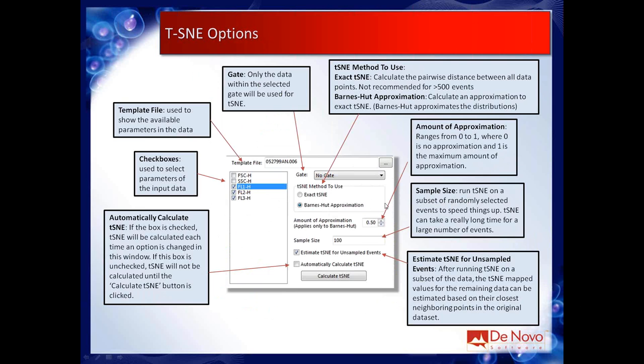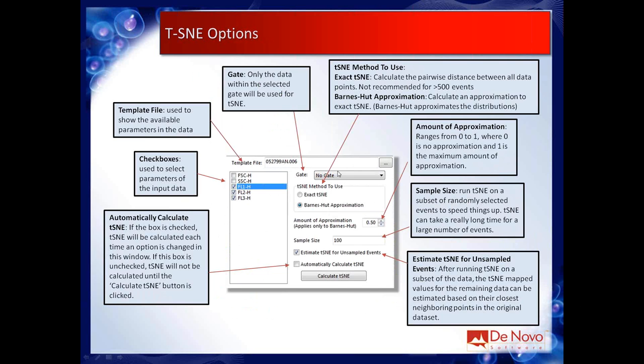Here are the options that we've given to you guys. We've got your basic options. We've got a template file, so that's where you choose your data file that's got the parameters that you're trying to apply tSNE to. This helps you figure out what parameters you have available, and from there you'll see these checkboxes of your available parameters in your original data, so you can select which ones you want to reduce down to 2 dimensions.